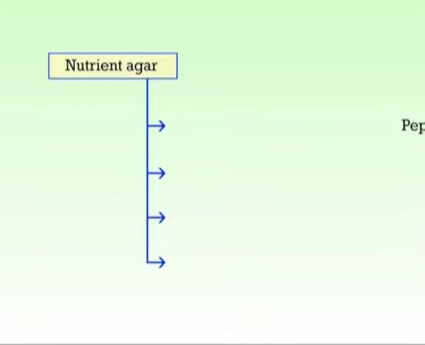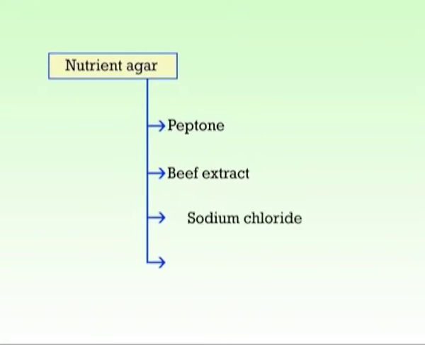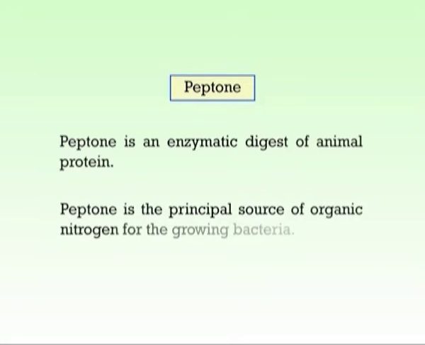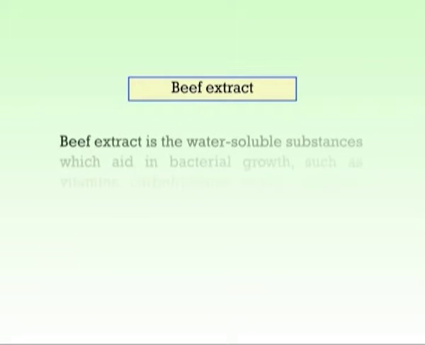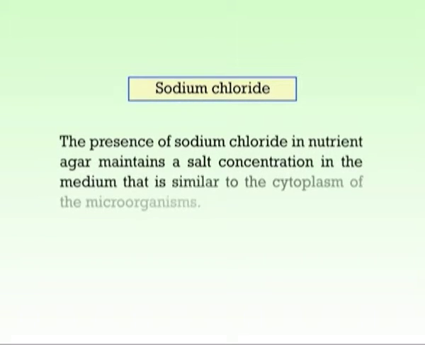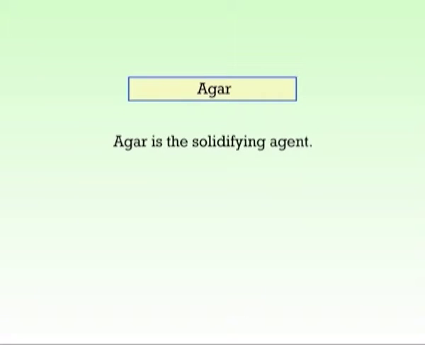Nutrient agar is composed of peptone, beef extract, sodium chloride, and agar. Peptone is an enzymatic digest of animal protein. Peptone is the principal source of organic nitrogen for growing bacteria. Beef extract contains water-soluble substances which aid in bacterial growth, such as vitamins, carbohydrates, organic nitrogen compounds, and salt. The presence of sodium chloride in the nutrient agar maintains a salt concentration in the medium that is similar to the cytoplasm of the microorganism, and agar is the solidifying agent.